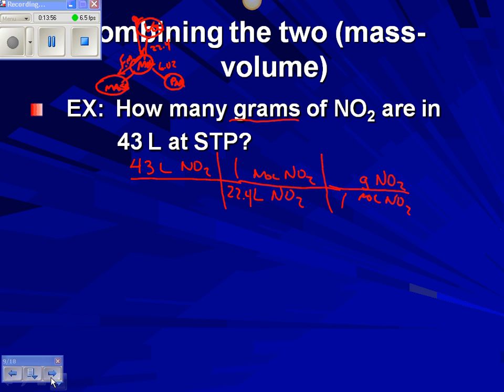We have 1 mole now, grams of nitrogen dioxide. I have 1 nitrogen, 2 oxygens. This is 14. This is 16. That's 32. This is 14. Now I have 46 grams. So 43 times 1 times 46 divided by 22.4, and 43 is the number I'm supplied, so my final answer will be 2 significant figures. Problem's done because I've gone from liters to moles, moles to grams.